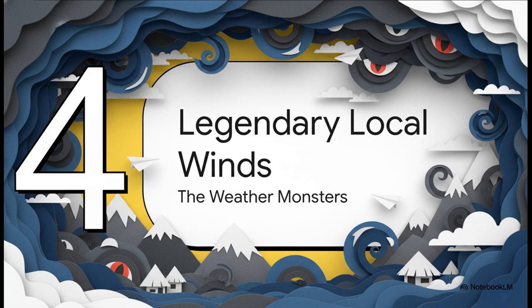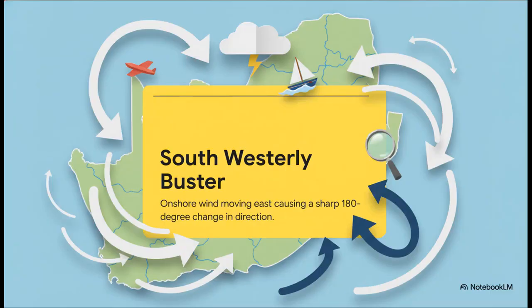Which brings us to our final section, legendary local winds. These are the true weather monsters. Let's meet a few of these hyper-localized weather monsters spawned by those massive continental pressures we just talked about. First up, the southwesterly buster. If you ever happen to be flying, or sailing for that matter, near the KwaZulu-Natal coast when a low-pressure system is passing by, brace yourself. Since the wind around a low pressure moves clockwise and the whole system is trekking east, the wind suddenly snaps onshore. It creates this violently sharp 180-degree change in wind direction that catches a lot of people totally off guard.